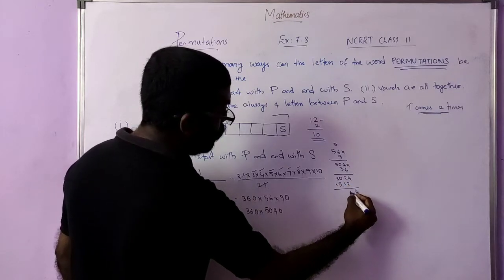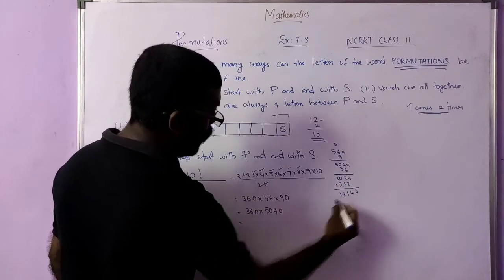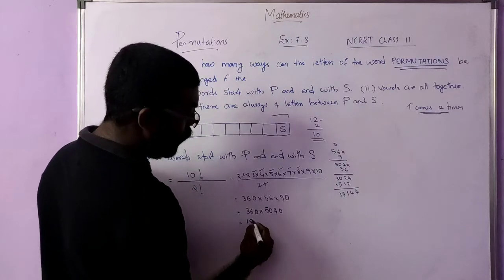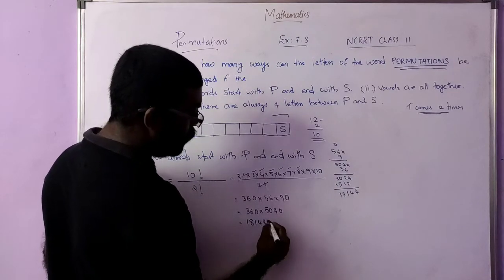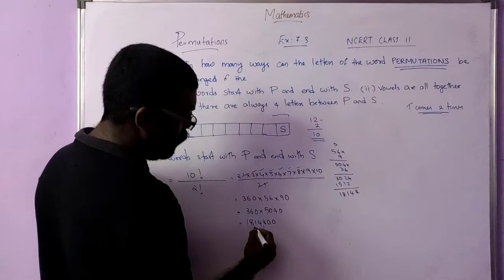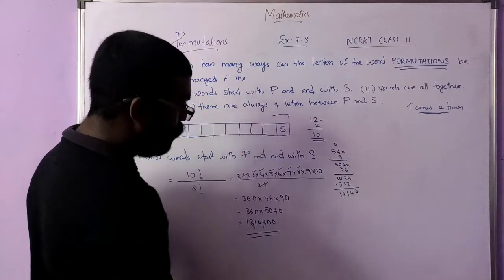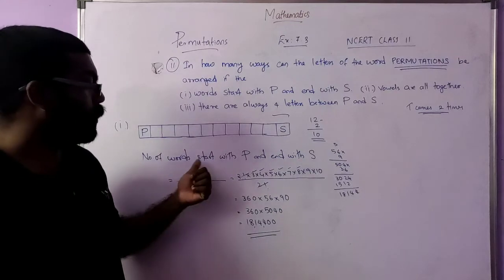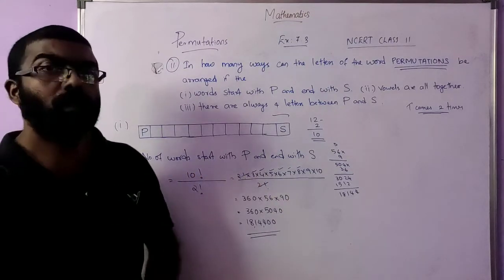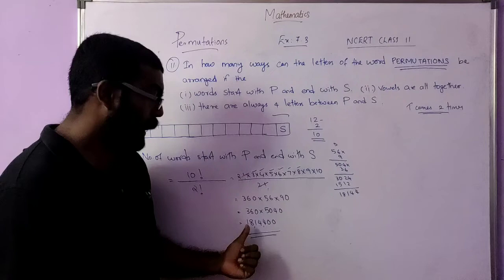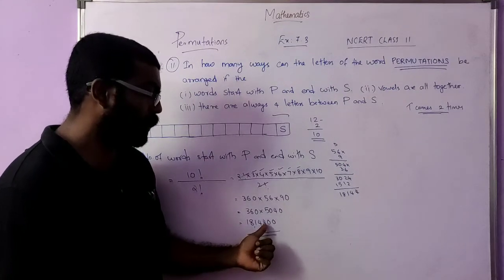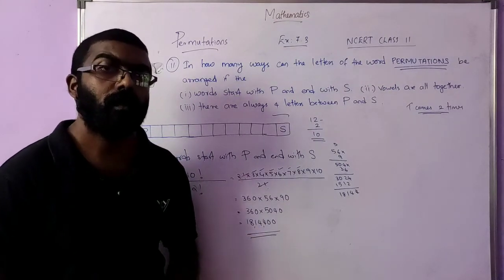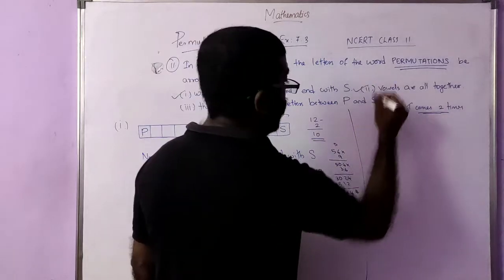So 181440, that is 18,14,400. That means the number of words that start with P and end with S is equal to 18,14,400. Clear? Now consider the second part.